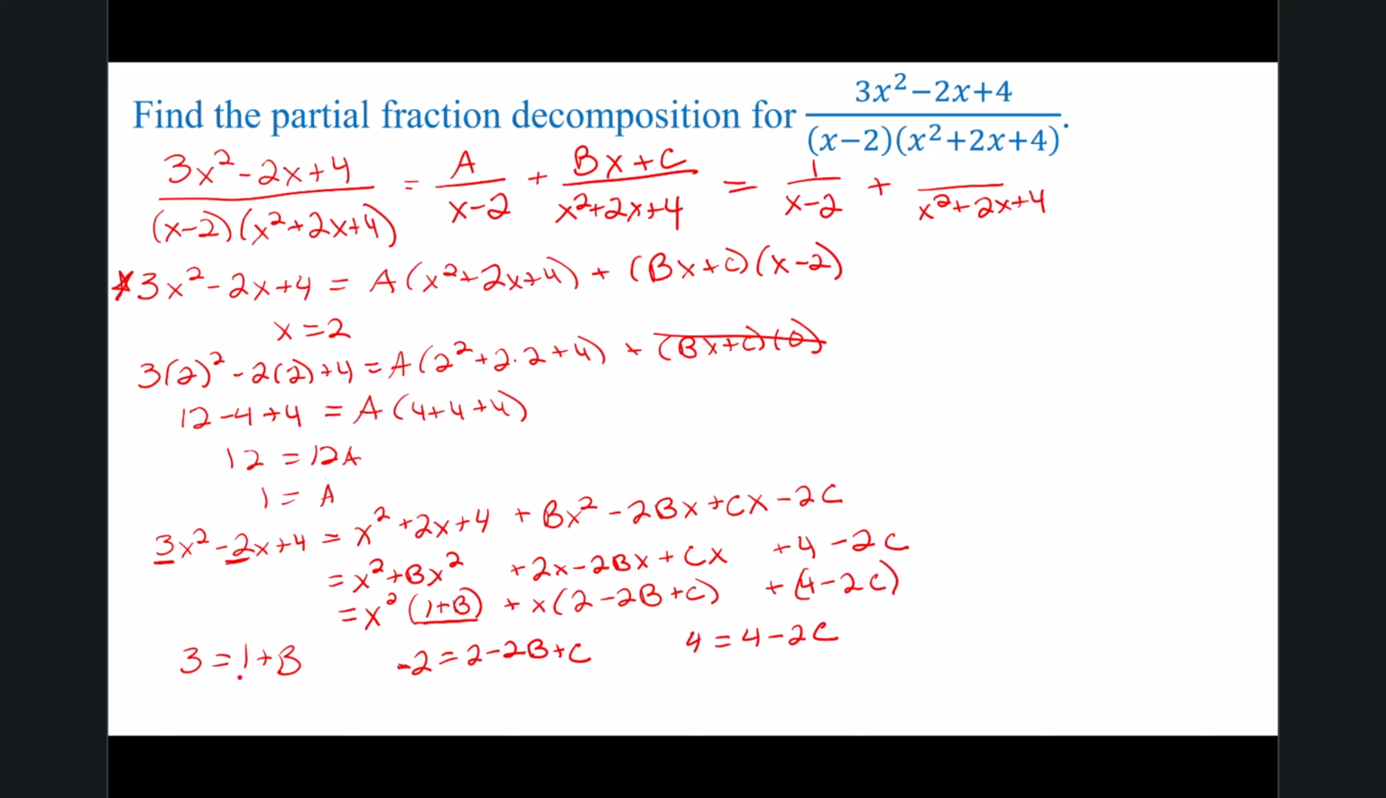The first equation, 3 equals 1 plus b, means that b equals 2. And the last equation, if I subtract 4, I get 0 equals negative 2c. Divide by negative 2, and I get c equals 0. So I have bx plus c, which is 2x plus 0. And here's my partial fraction decomposition. I don't have to write that plus 0 at the end, obviously, but you can if you want to.